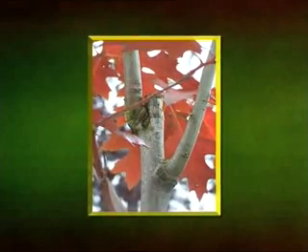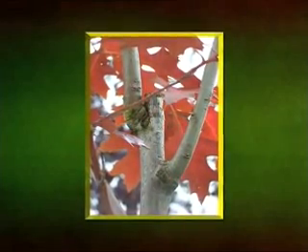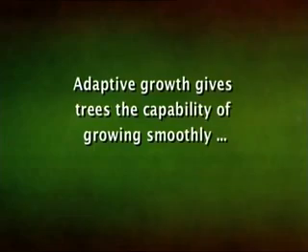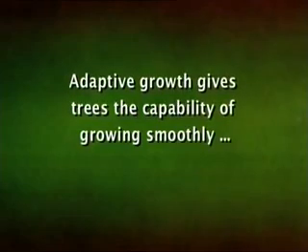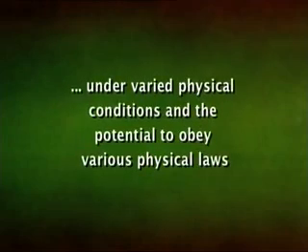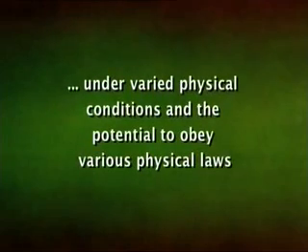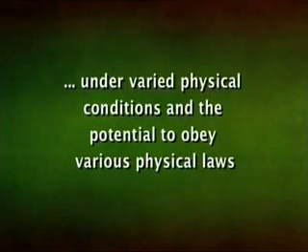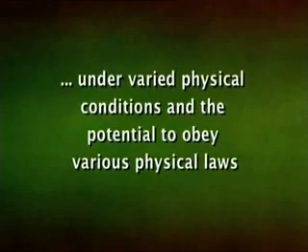Similarly, upright growth of a limb just below the position where the shoot has broken off is also an example of adaptive growth and structure optimization. Thus, it's this adaptive growth which has given trees the capability of growing smoothly under varied physical conditions and the potential to obey various physical laws very nicely.